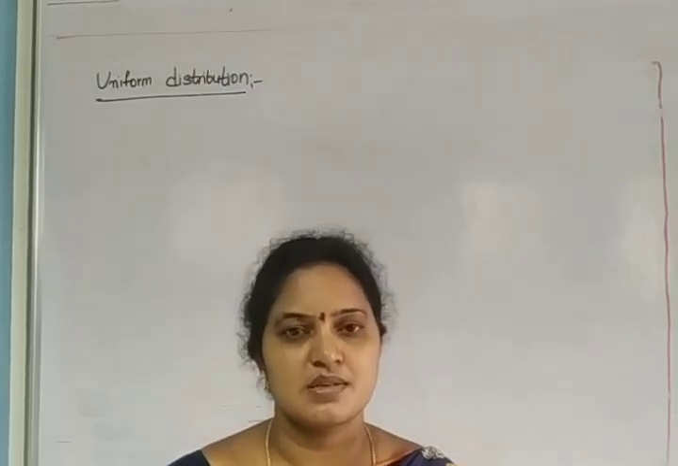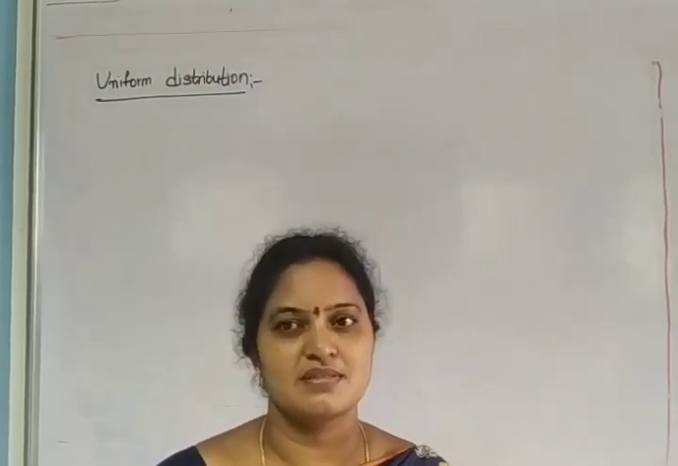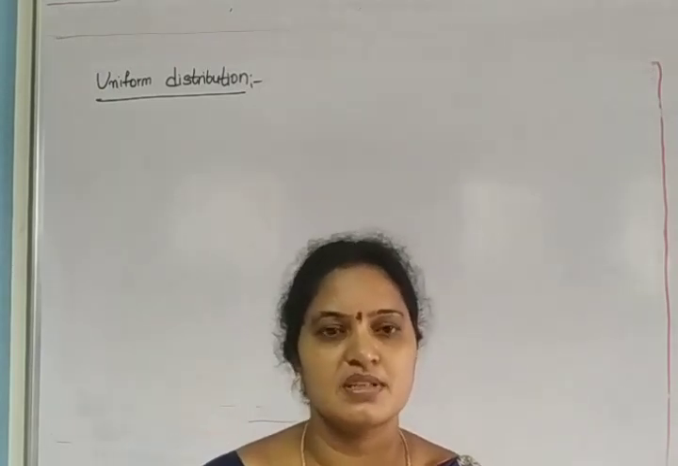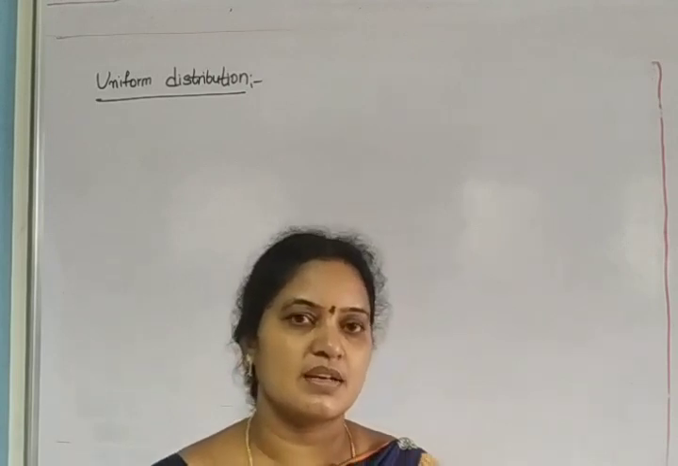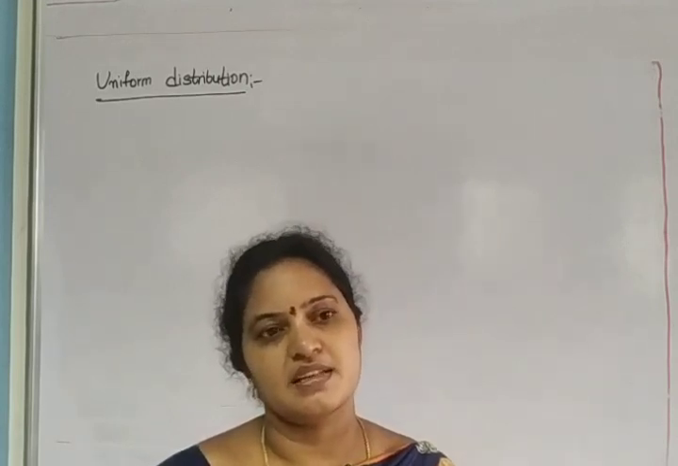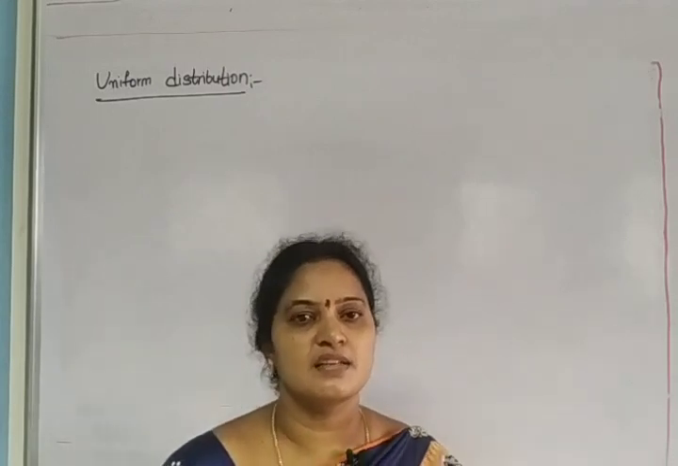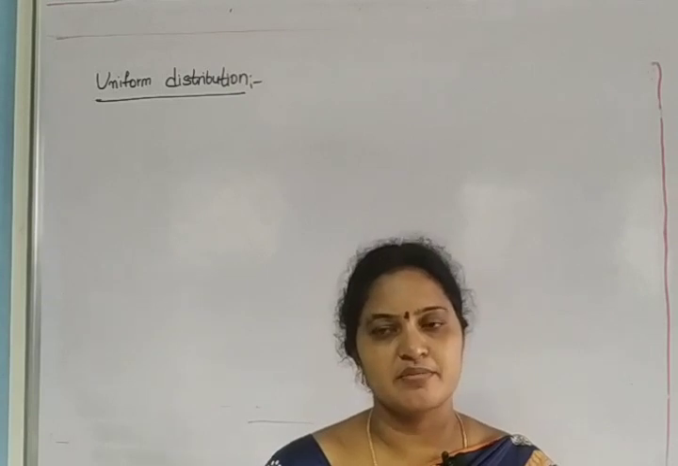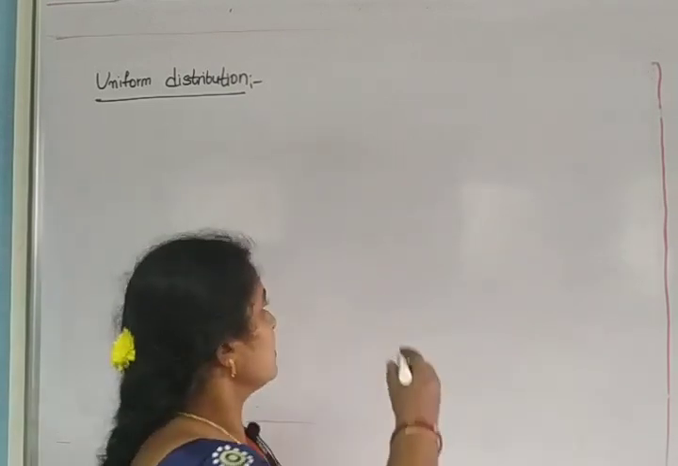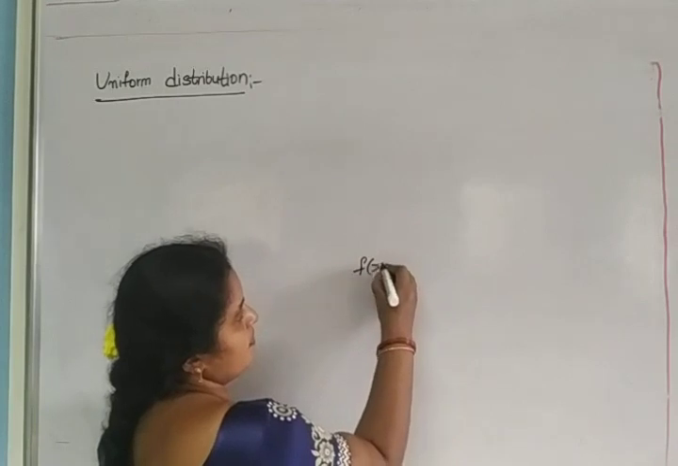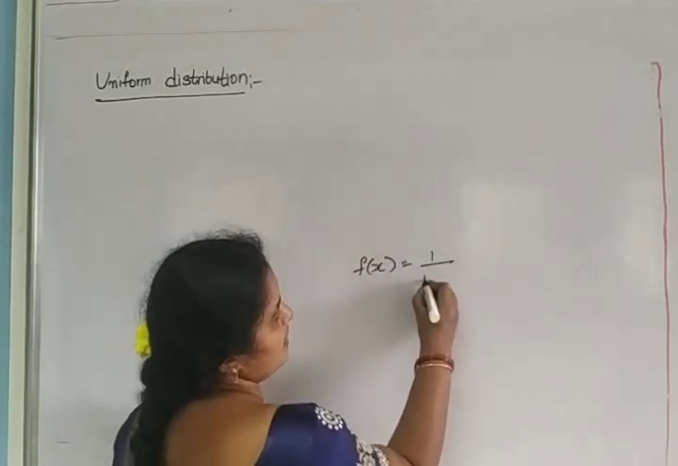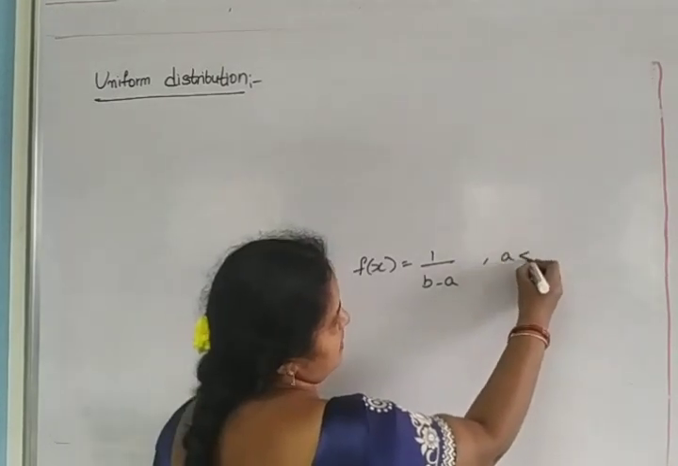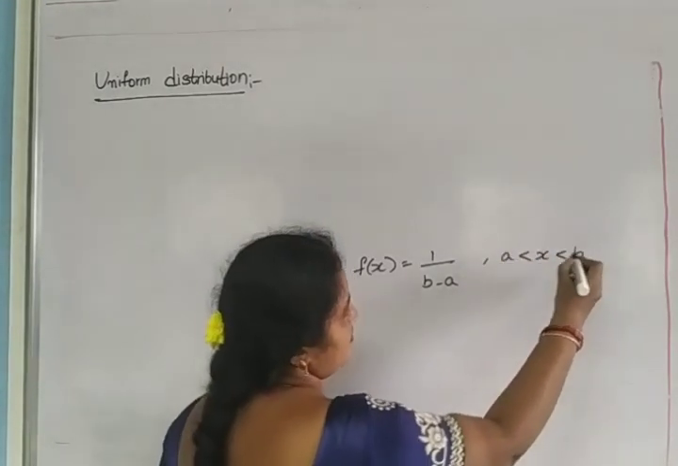Today we shall discuss uniform distribution. A random variable capital X is said to be uniformly distributed over the interval minus infinity less than a less than b less than infinity if its density function is given by f of x equal to 1 divided by b minus a, where x lies in between a less than x less than b.